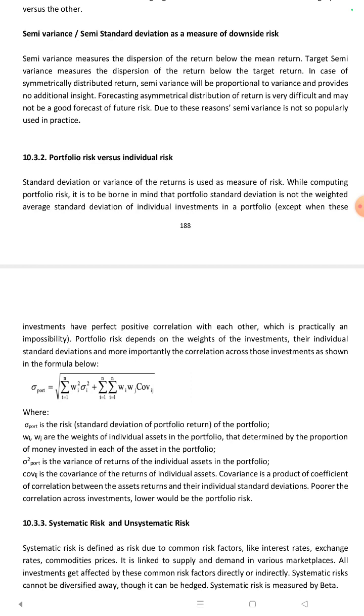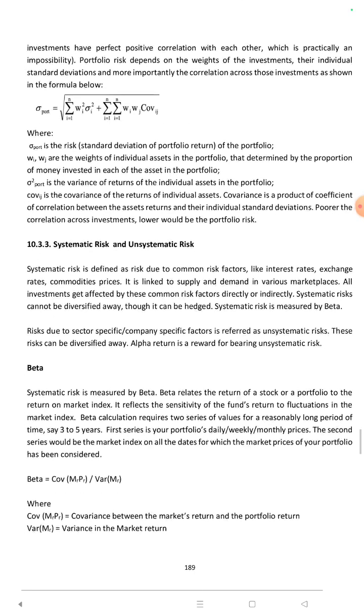Portfolio risk versus individual risk. A standard deviation or variance of the returns is used as a measure of risk. While computing portfolio risk, it is to be borne in mind that portfolio standard deviation is not the weighted average standard deviation of individual investments in a portfolio, unless investments have perfect positive correlation with each other, which is practically an impossibility. Portfolio risk depends on the weights of the investments, their individual standard deviation, and more importantly, the correlation across those investments, as shown in the formula below.